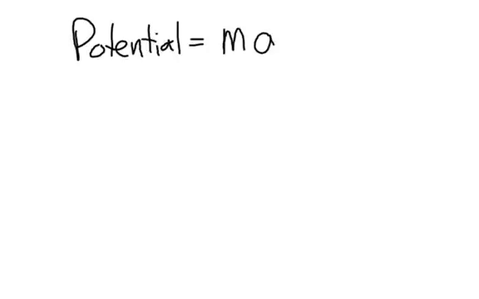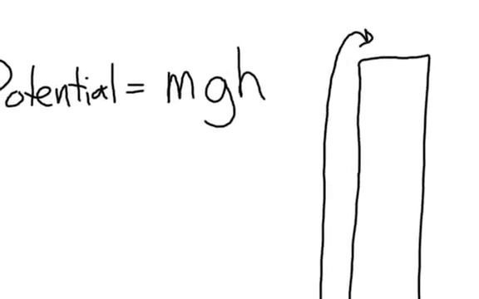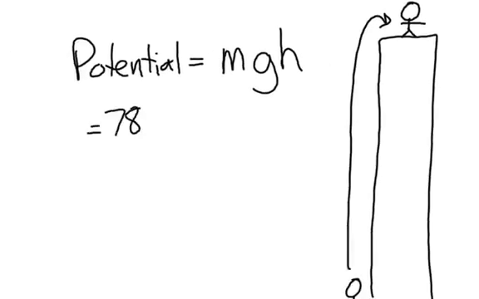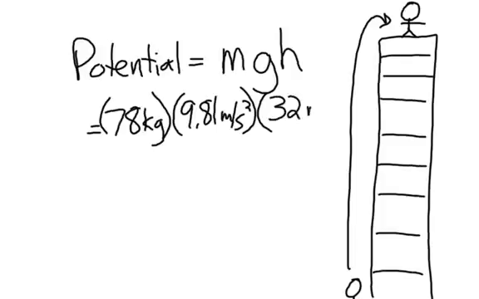Let's do a couple of problems with potential energy and kinetic energy. Potential energy, remember, is measured as mgh, where m is mass, g is gravitational acceleration, and h is height. Let's say, for example, that I climb to the top of a 10-story building. First of all, we have to know my mass, which is 78 kilograms. We have to know the acceleration due to gravity, or g, which is negative 9.81 meters per second squared. And then we have to convert that 10-story building into meters. A 10-story building is roughly 32 meters high, or that's our h value.